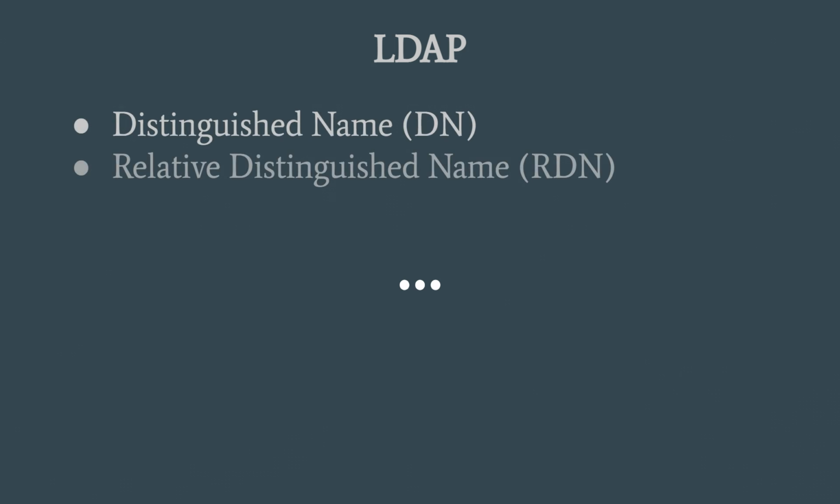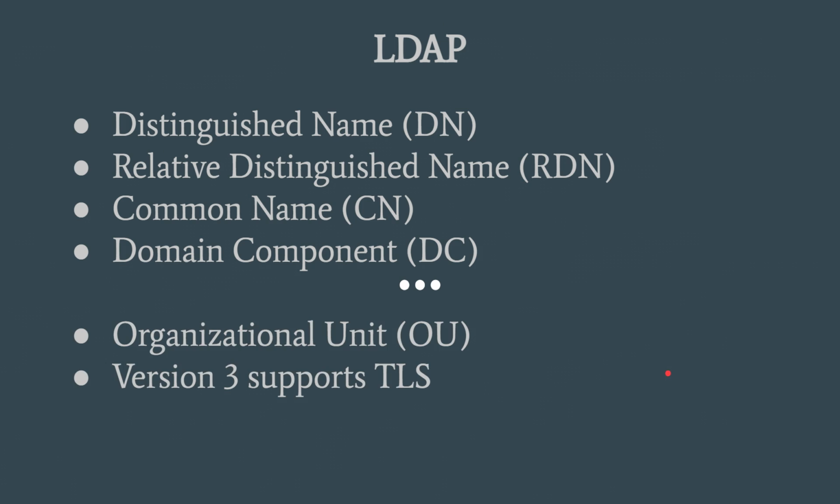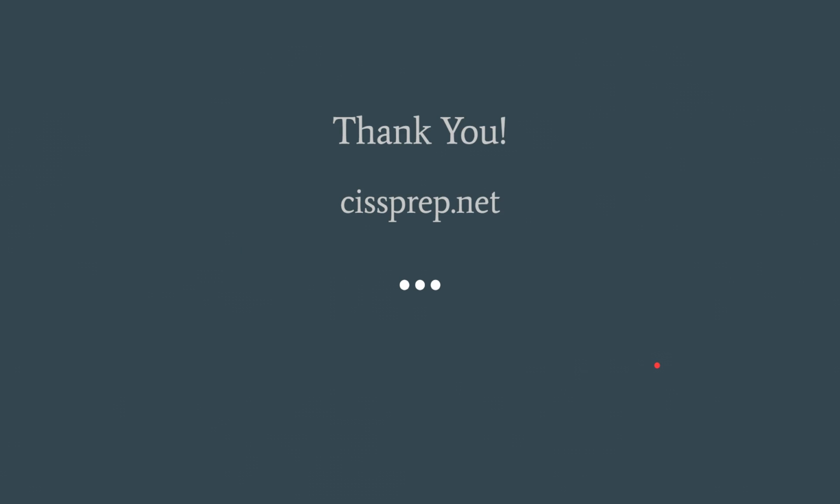Lastly, we have LDAP, which consists of the following. We have the distinguished name, relative distinguished name, common name, domain component. These are basically the attributes of the directory entries that identify things such as the domain component, who the user is, what organization they belong to, etc. And the common body of knowledge tells us that version 3 supports TLS.